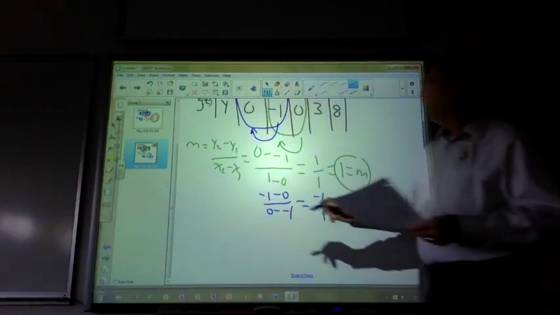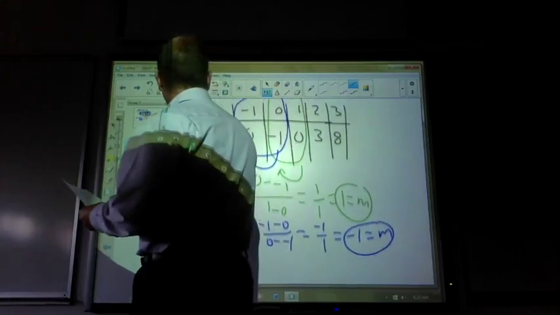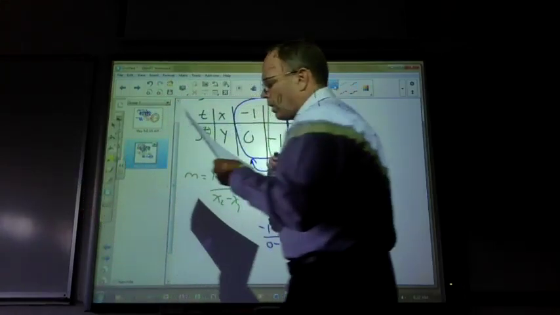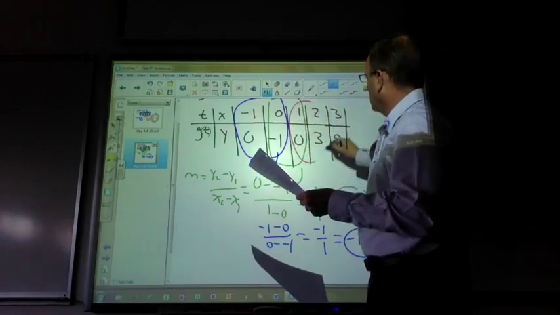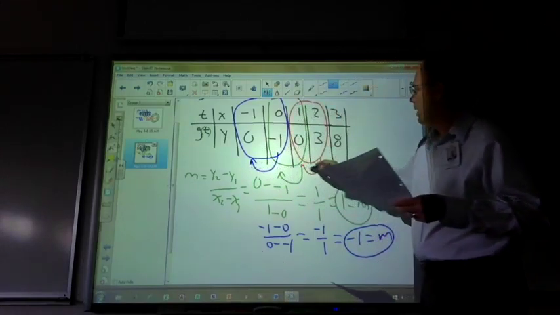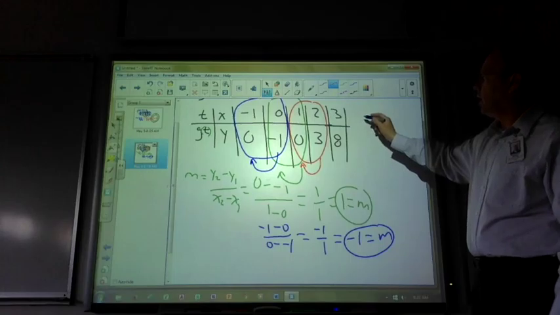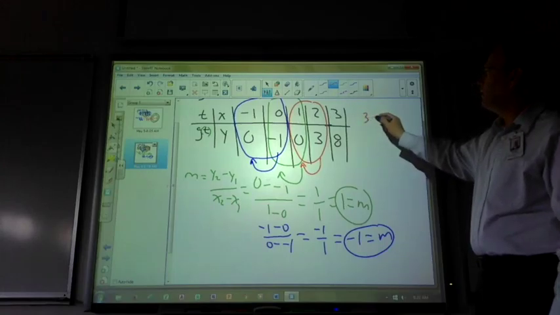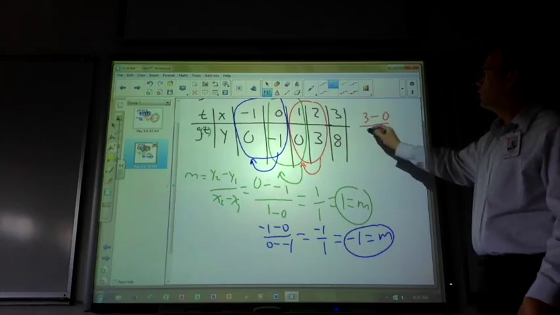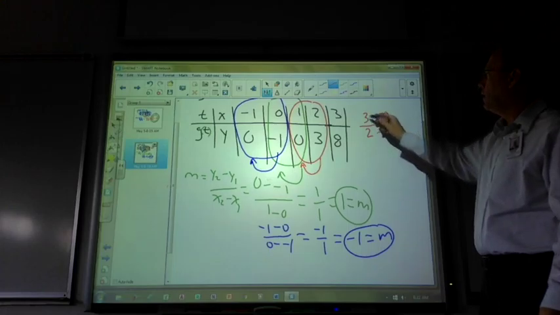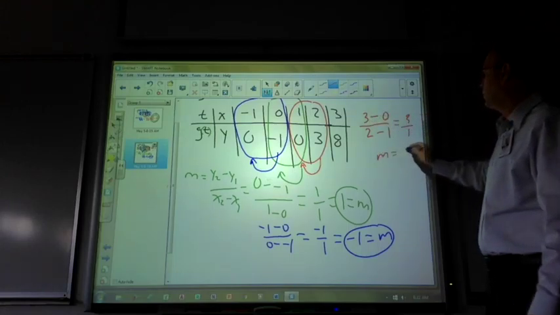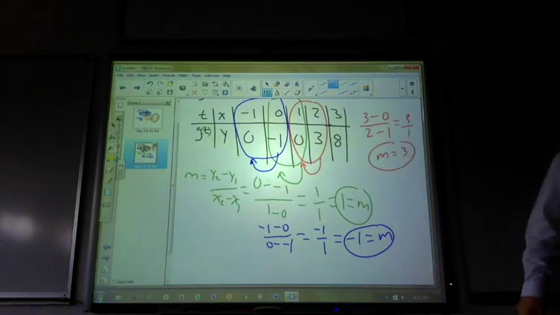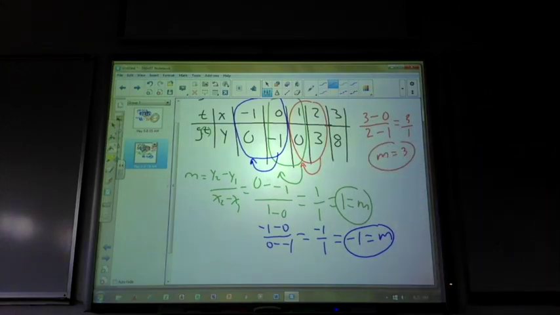You good? Okay. And then last one, let's do that in red. We're going to find the average rate of change between 1 and 2. So here, we're going to go this way. So I think we can do it. We're going to go 3 minus 0 over 2 minus 1. 3 minus 0 is 3. 2 minus 1 is 1. So my slope here is 3. Look at our 3 different slopes. They've changed.